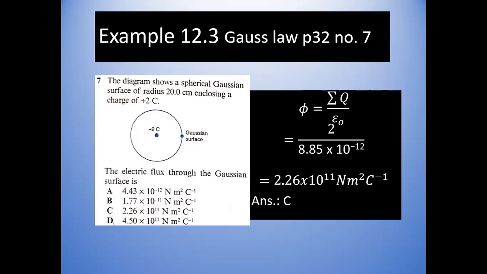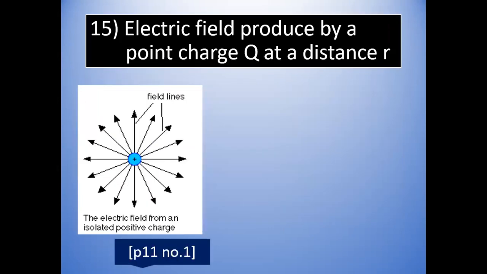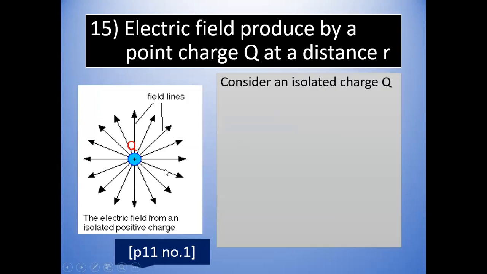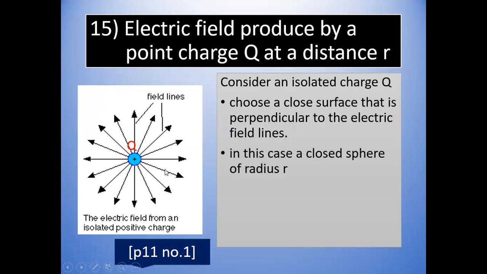Okay, let's carry on. Right now we want to apply the law to determine this equation. You have a charge there, a positive charge Q at a distance r away. In this case, we have to choose a closed surface where the electric field is convenient, the Gaussian surface. We choose it convenient.